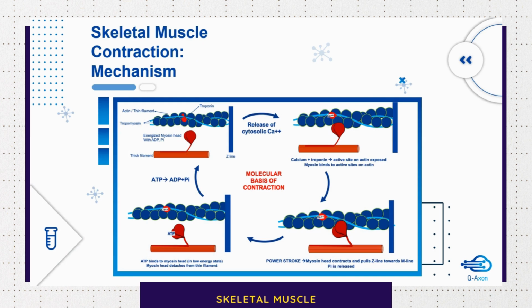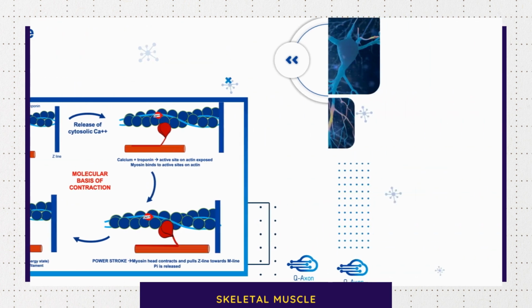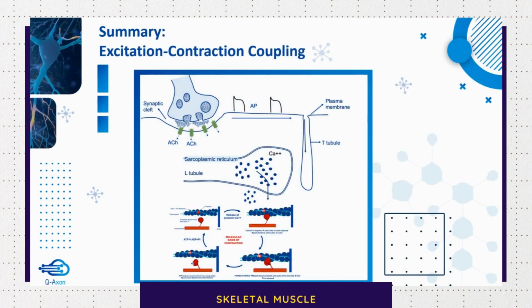So this is a representation of the cross-bridge activity which we have already seen. Now this is a summary of the entire excitation contraction coupling process. So the nerve action potential is first converted into a muscle action potential via neuromuscular transmission. And now the process of excitation contraction coupling begins.